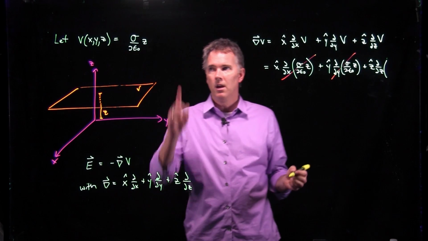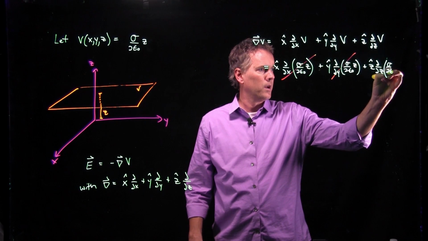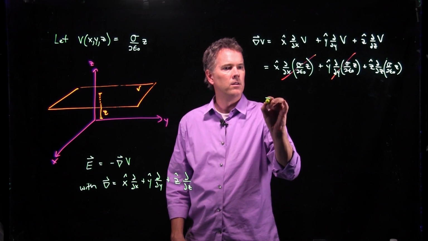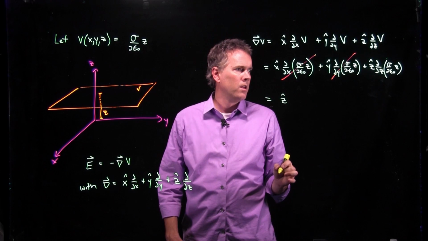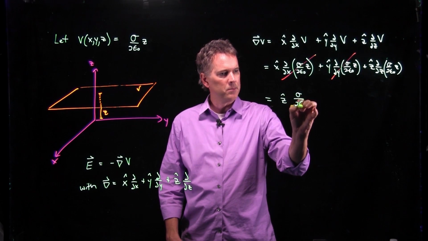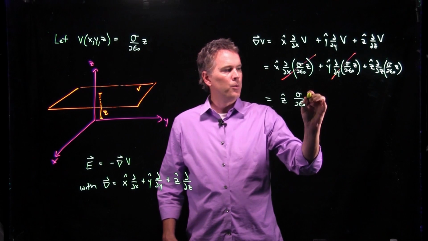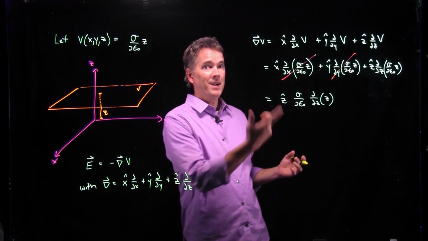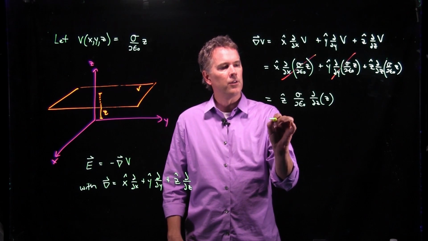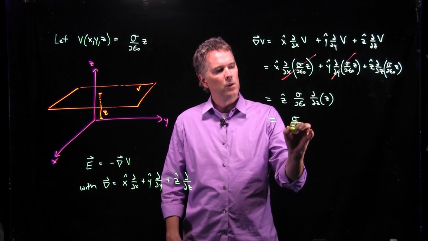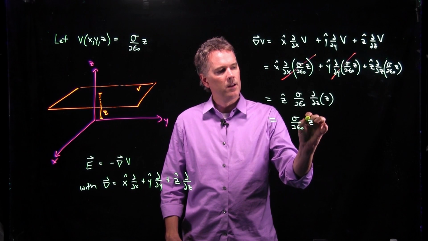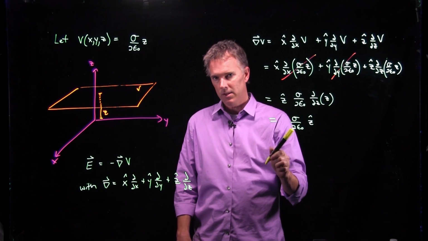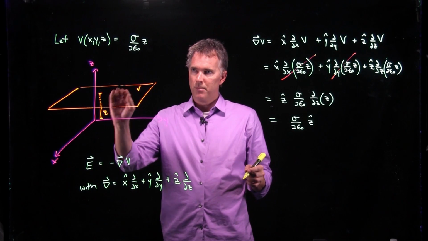z hat del del z of sigma over 2 epsilon naught z. All right, but we know how to do that. The z hat's just hanging out in front. We have sigma over 2 epsilon naught, and then we have the derivative of z. But the derivative of z with respect to z is just 1. And so this whole thing becomes sigma over 2 epsilon naught z hat. Okay? That is what the electric field is if the potential has this behavior.